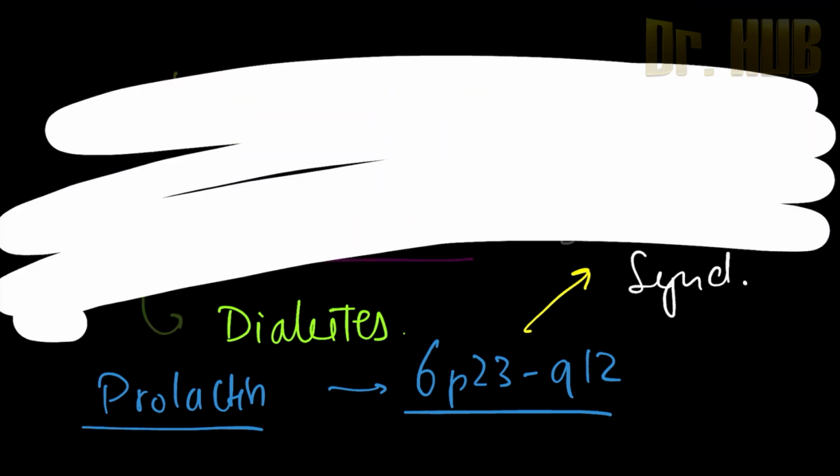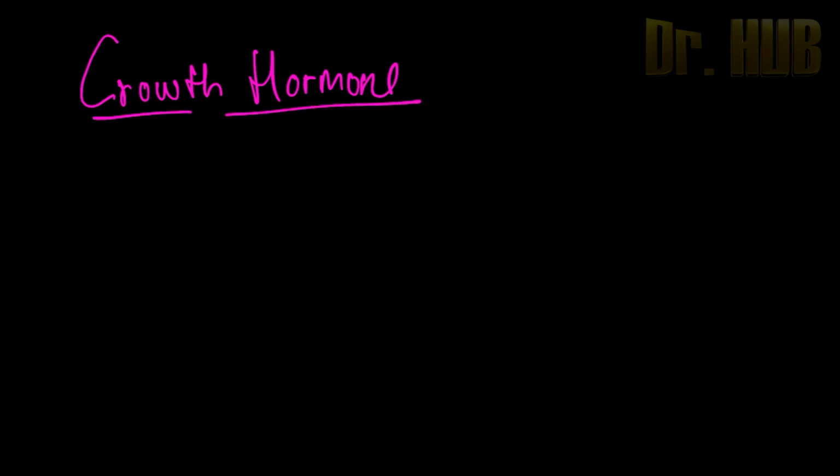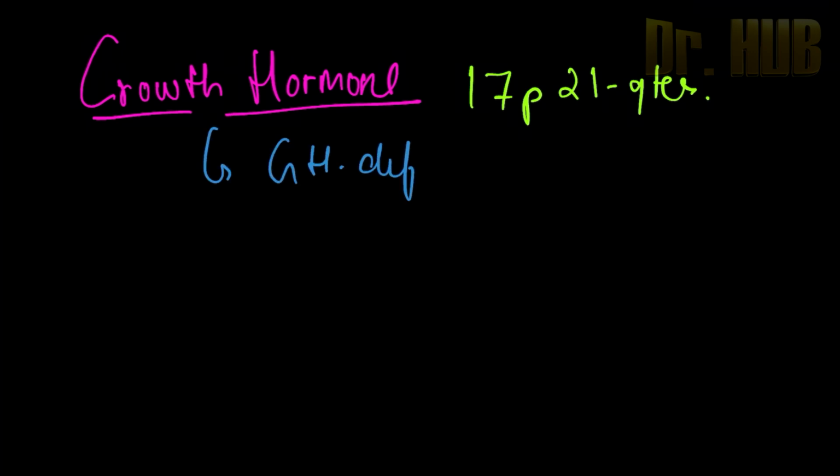Now moving further, we look at the growth hormone. Under growth hormone, the chromosome is going to be 17p21 qter. So the disease implicated will be GH deficiency. So growth hormone is 17q21.